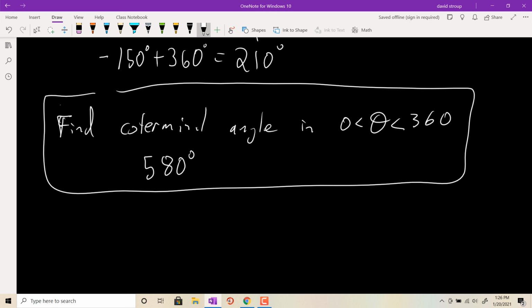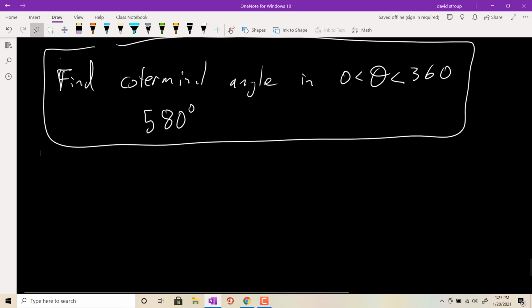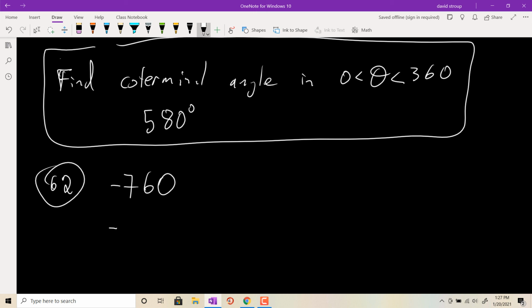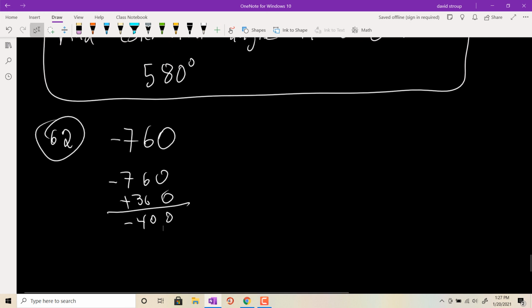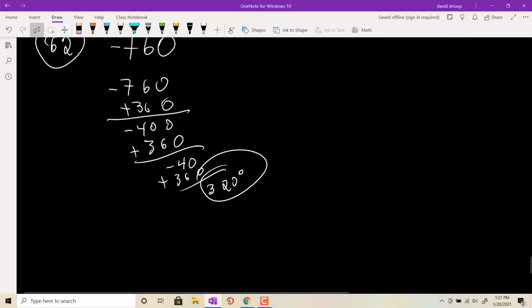Okay. Let's look at number 62 from the book. This time I'm given negative 760. Again, for the quiz you have to subtract 360 to get it in between 0 and 360. For this one, you're adding. So negative 760 plus 360 gives me negative 400. That's still not in that range, so I add another 360, and that gives me negative 40. Still not in the range, so you add another 360, and you get 320, and that will be the answer there, in between 0 and 360.